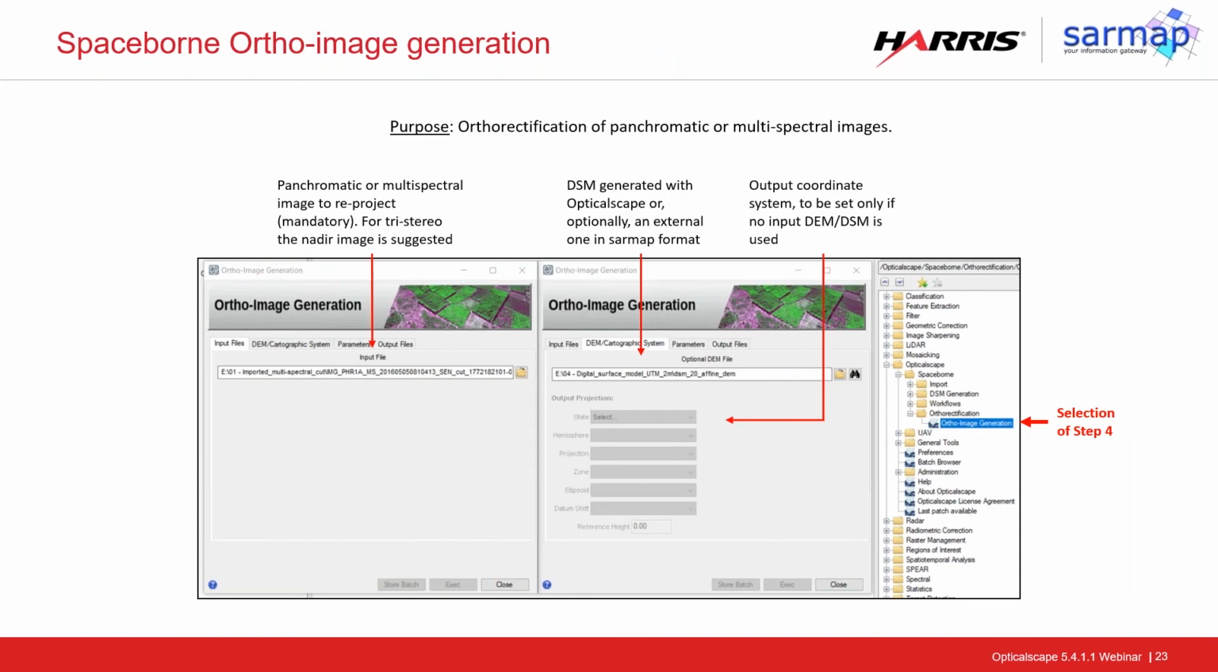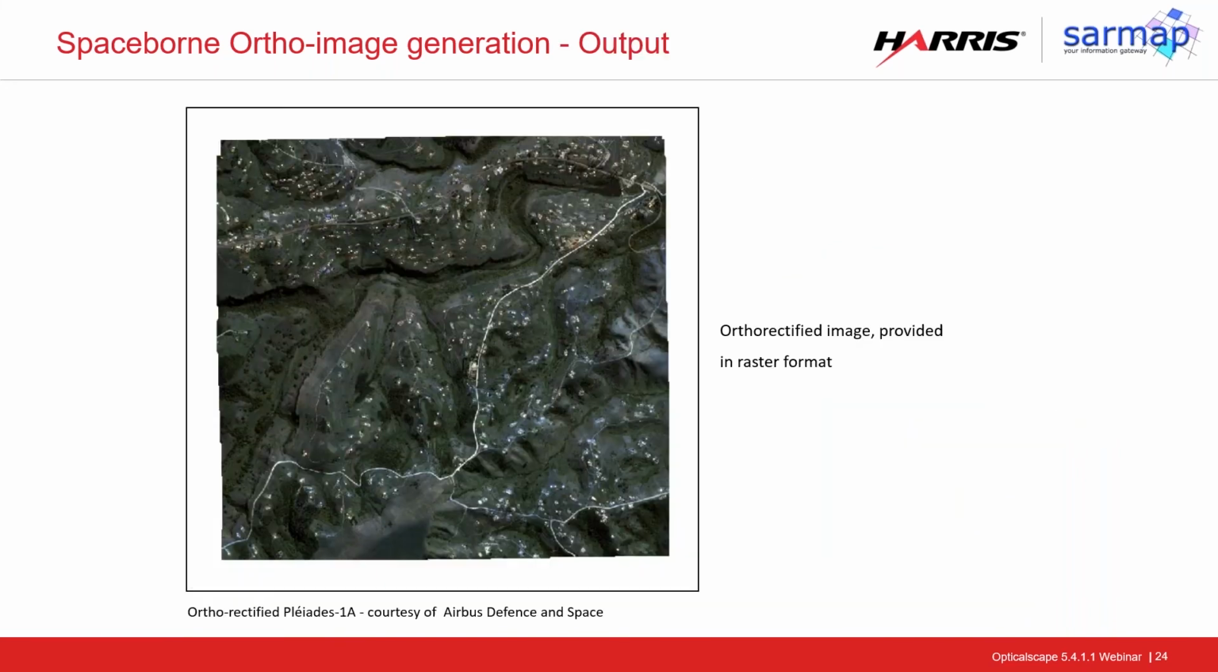And finally, we can launch the orthorectification of images by selecting the input candidate that we want, for instance, in this triplet. We chose the nadir one, which had less shadows. Either specify the cartographic system or select the DSM that we just generated, and then obtain our orthorectified image.